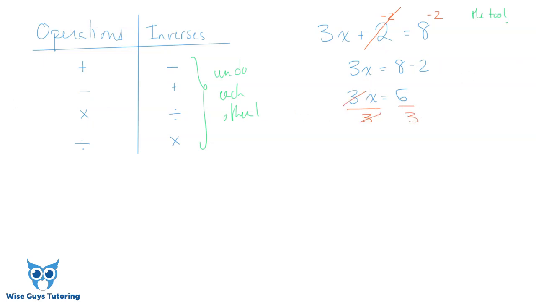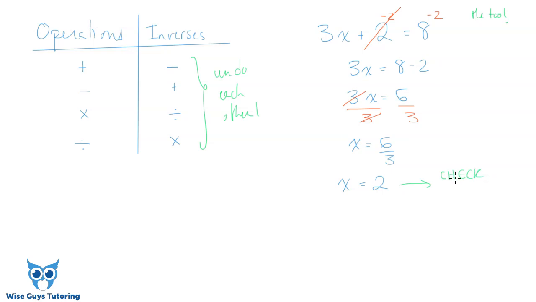There you go. They cancel out as usual. What I'm left with is x equals 6 divided by 3, or 6 over 3, meaning that x is equal to 2. Are we done? No, we are not. We always got to check, right?